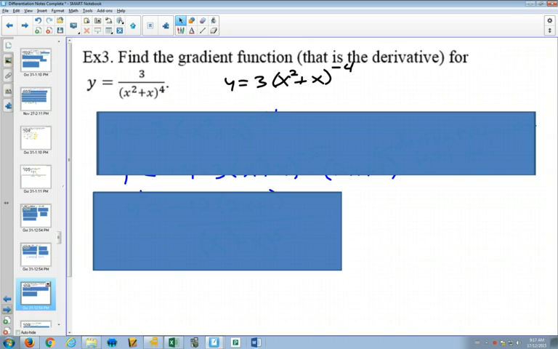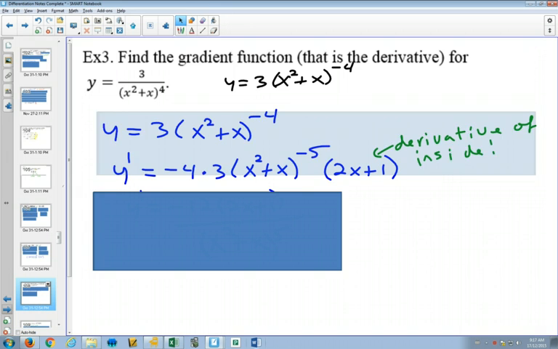And once we've changed it to that -4, that -4 comes out in front. I wrote it as -4 times 3. You could have written -12 right away. That would be fine.